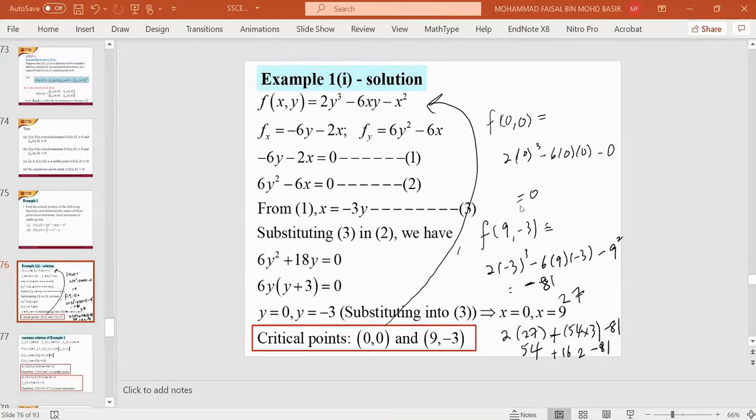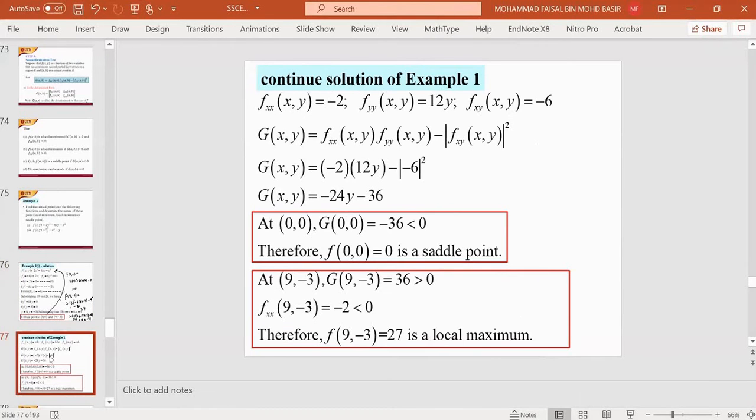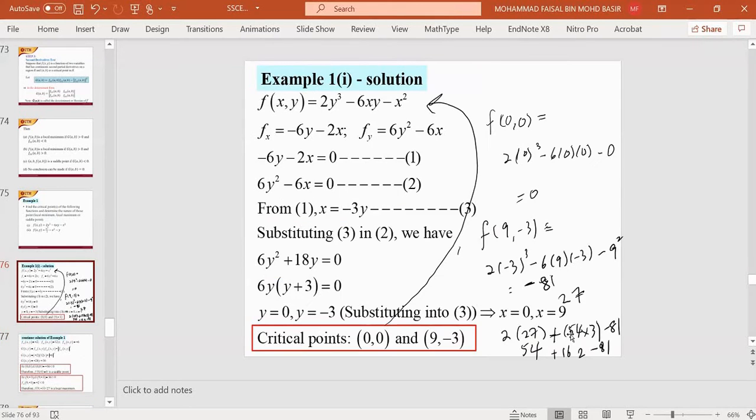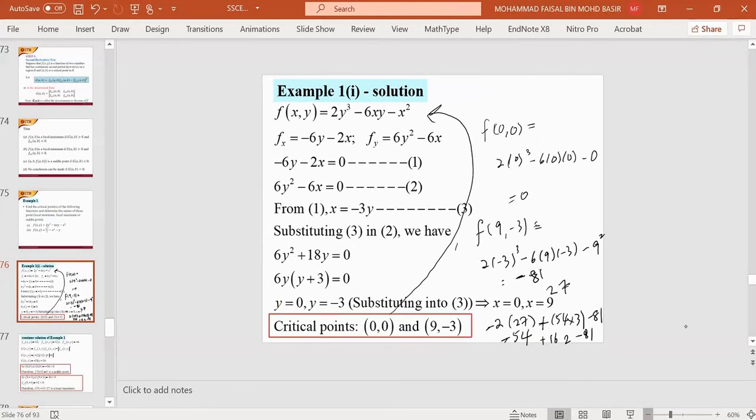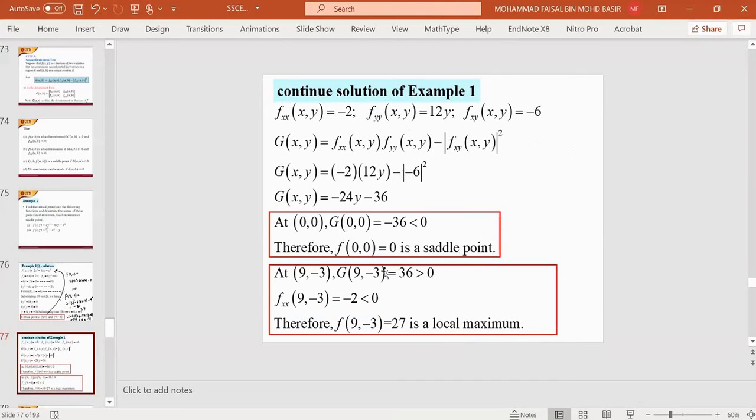Okay. See, we have the answer here. It's 27. Should be 27. So where is the wrong part? Oh yeah, this is negative. Okay, so you get 27. Okay, good. So you have 2 points. Actually, this is (0, 0, 0). You can write this as (0, 0, 0). And this is (9, -3, 27).